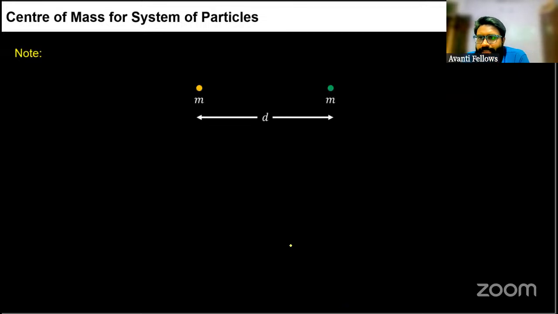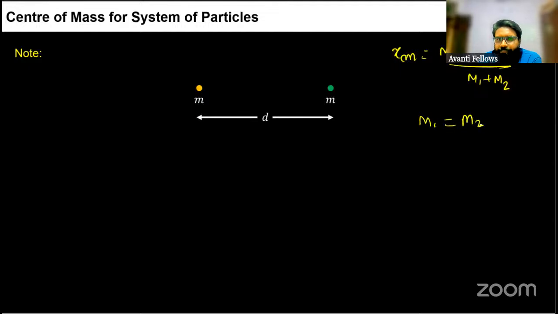Now, if the mass of both the particles are same, in this expression, let's say XCM we are calculating, it is M1 X1 plus M2 X2 divided by M1 plus M2. ठीक है. If the masses of the particles are same, M1 equals M2 equals M, then XCM we can write as X1 plus X2 divided by 2.